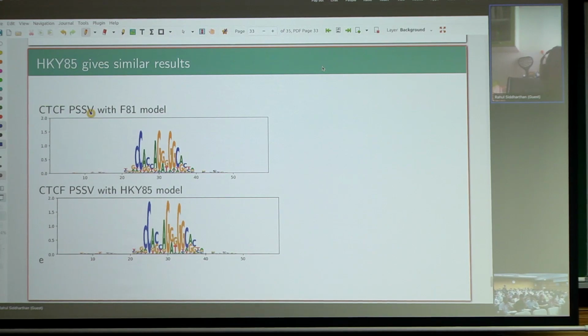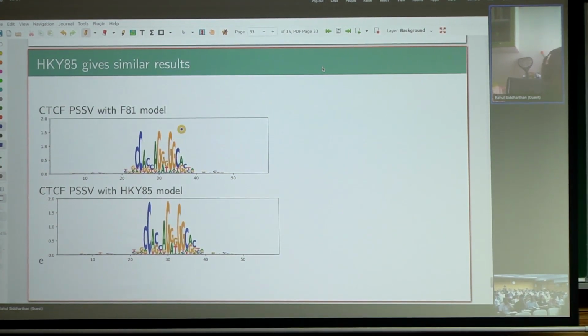And finally, I mentioned HKY85. Does it give you the same results? This is the PSSM with these two. It turns out HKY85 is mostly the same, including the ordering of the weights. But these three, which are strong in the original motif, are also a bit stronger in HKY85 compared to F81.